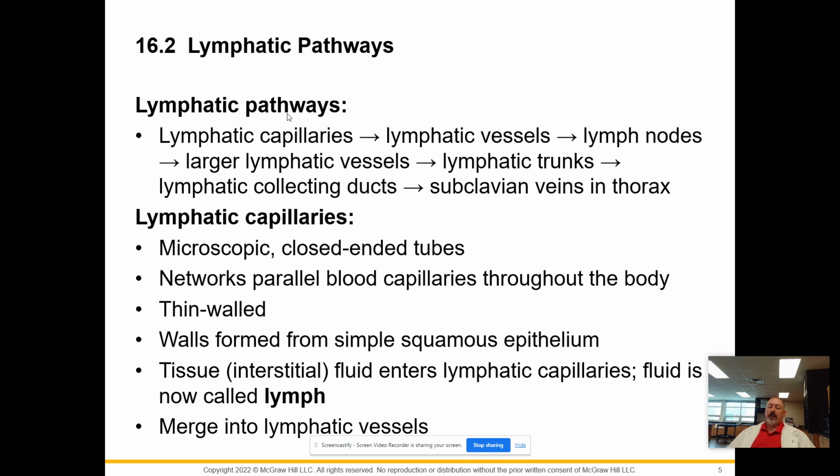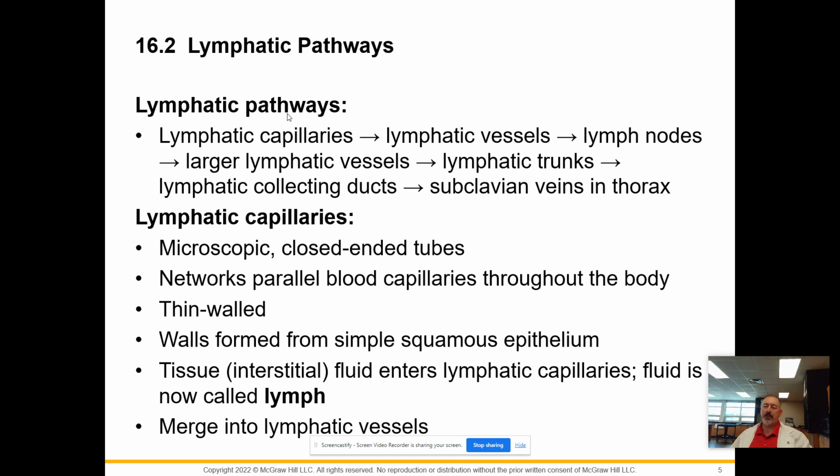So lymphatic capillaries, they are closed-end tubes, meaning they're not like a normal capillary bed, which leads arterial to venous. Instead, it just kind of starts. It's going to start at a normal capillary bed where blood supply is, and this is going to be picking up interstitial fluid. The networks are going to be right there with the blood capillaries.